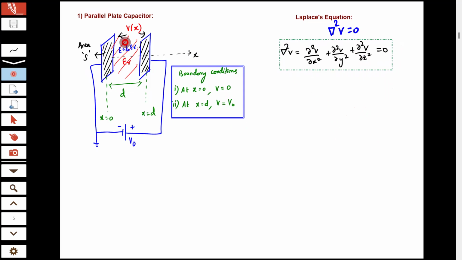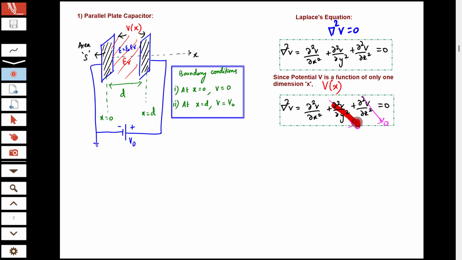We know the potential difference in the region between the two plates is a function of only the x variable. Thereby, the differentiation with respect to y and z will be 0, because V is a function of only one dimension x. We have only the second order differentiation of V with respect to x. Since V is only a function of x, instead of partial differentiation, we can write the ordinary differential equation, the second order differential equation, d square V by dx square equals 0.